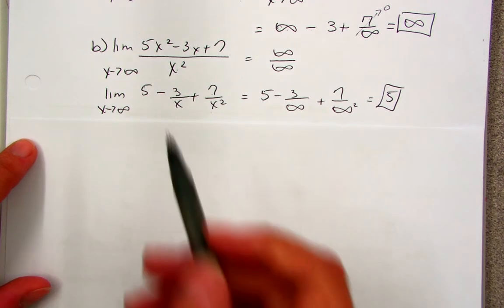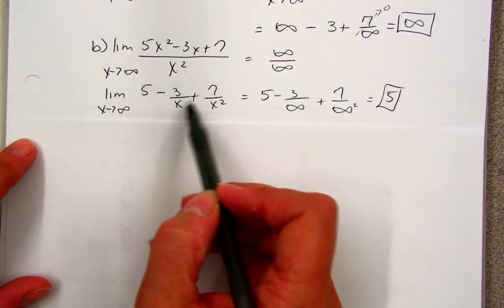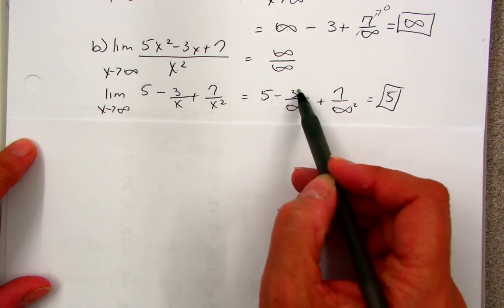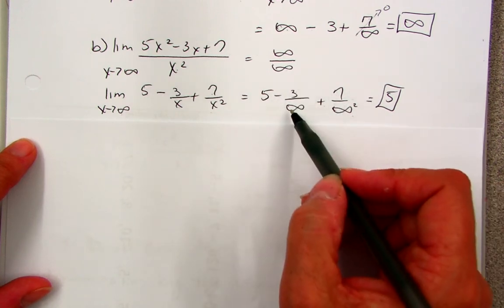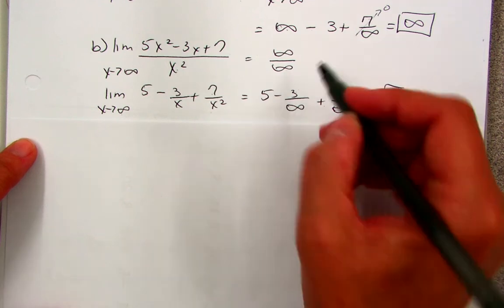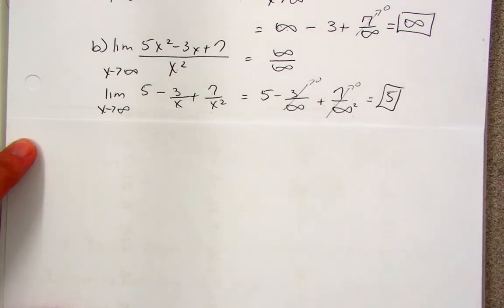Now I'm going to go ahead and take the limit and actually drop in infinity. The limit of 5 minus 3 over x plus 7 over x squared is 5 minus 3 over infinity plus 7 over infinity squared. 3 over a huge number, that's just going to 0. This is just going to 0. So the limit is just 5.